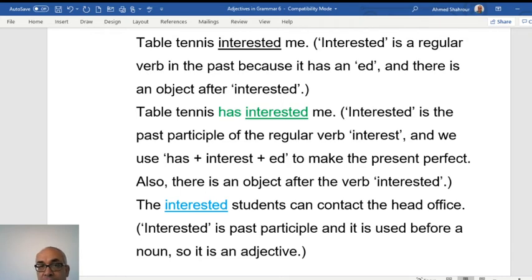So if you use interested, you can use interested in different places. Sometimes it is a verb, sometimes it is an adjective. And here I give you one example about interested, but we have got hundreds and hundreds of verbs and they have got ed. So if you see the ed in any verb, ask yourself, is this verb past? Is it past participle, which is an adjective? Or is it present perfect? Sometimes it is past perfect, etc.